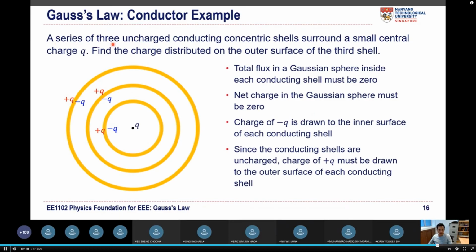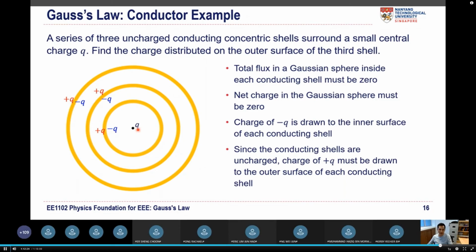So we have a series of three uncharged conducting concentric shells. What does shell mean? It's a spherical shell, but it's empty inside. Concentric means we have three spherical shells sharing the same center point, and they surround a small central charge.